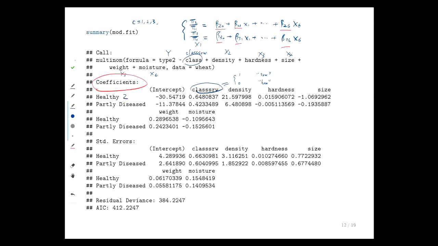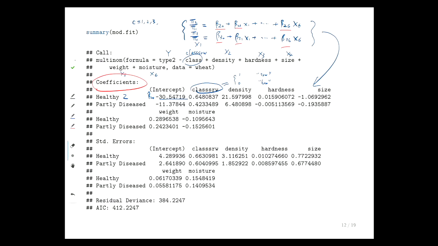And partly diseased is actually 3. So this model can be represented here by using those estimated coefficients. So the intercept here is actually the estimation of beta 2, 0. So you need to look at these equations and compare these equations to those coefficients. So here, this intercept here is the estimation beta 2, 0 hat.